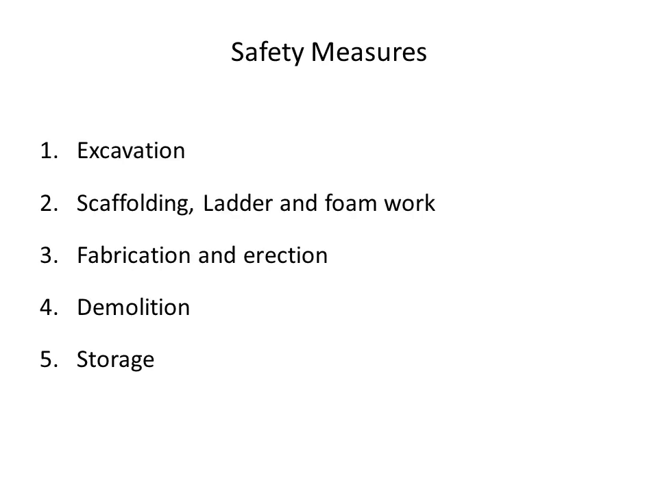So let's move on to the next slide. Next is the safety measures. We should know what all safety measures should be adopted in the construction field so that we can prevent the accidents in the field. Broadly speaking, we have five different activities requiring safety measures. The first one is excavation, second one scaffolding, ladder and formwork, third one fabrication and erection, fourth one demolition, and the fifth one is storage. So the first one is safety in excavation.